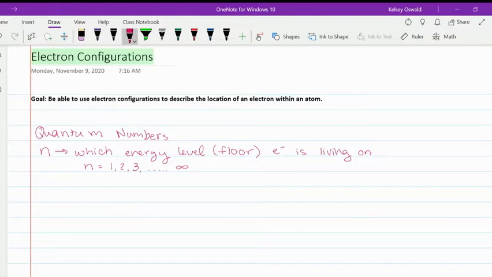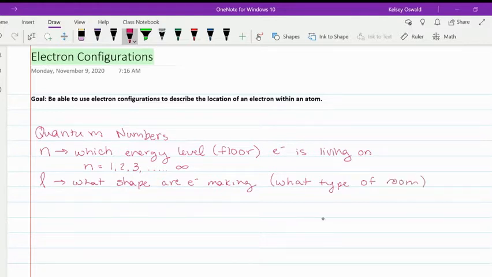Remember, as we get further and further away from our nucleus, the higher energy level we are going to be looking at. The second one is going to be our sub-level quantum number. This is going to tell us what shape our electrons are making as they move. Okay? And if we think back to our apartment complex or dorm analogy, we can think, what type of room are our electrons living in?